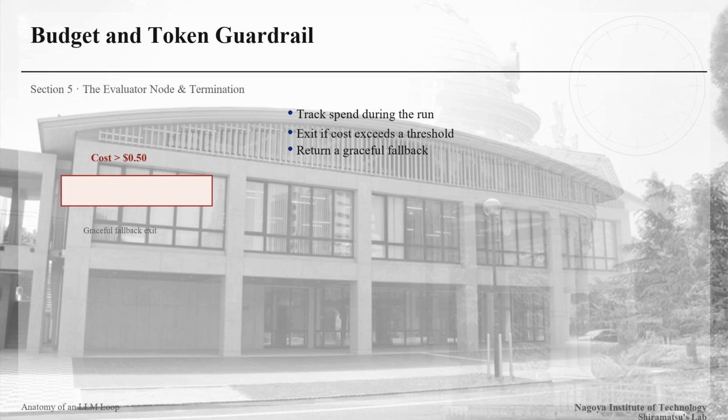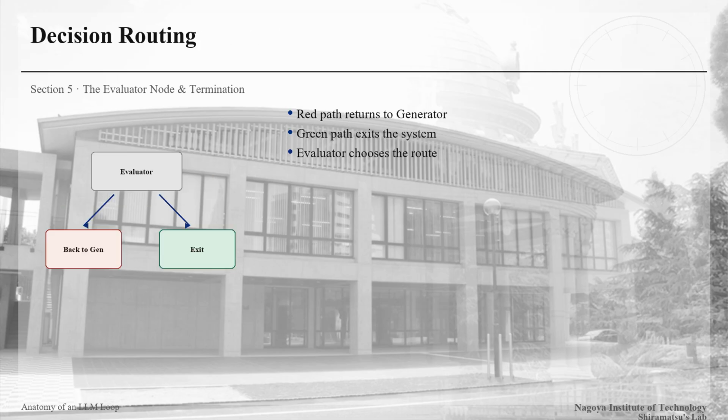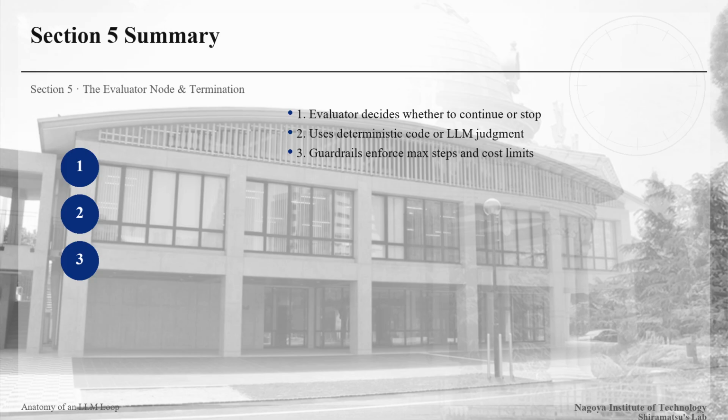Budget guardrails can stop the loop when cost exceeds a threshold and return a graceful fallback. Decision routing sends failed checks back to the generator or exits on the green success path. Section 5 takeaways. The evaluator decides continue or stop, using code or LLM judgment, with hard guardrails.